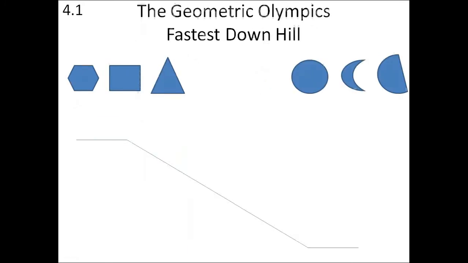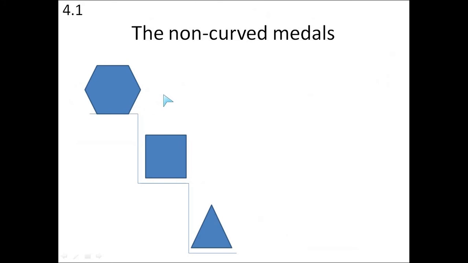Well, as you'd guessed, if we looked at the first heat where all the straight-edged shapes compete against each other, the one that rolls fastest down the hill is the hexagon, and then in second place is the square, and in third place is the triangle. So here they are getting their medals. For first place we give a gold medal to the hexagon, and then a silver medal to the square, and a bronze medal to the triangle.